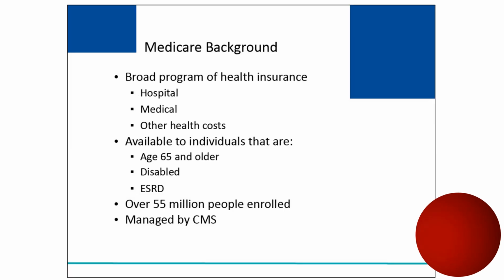Medicare is a broad program of health insurance designed to assist the nation's elderly to meet hospital, medical, and other health costs. Medicare is available to most individuals 65 years of age and older. Medicare has also been extended to persons under age 65 who are receiving disability benefits from Social Security or the Railroad Retirement Board and those having end-stage renal disease. There are currently over 55 million people enrolled in Medicare. The CMS is a federal agency within the United States Department of Health and Human Services that manages Medicare.